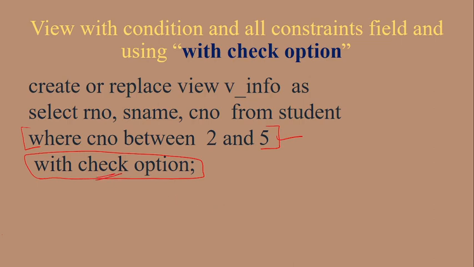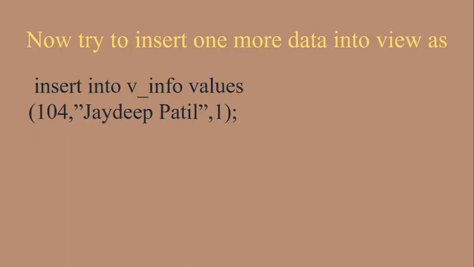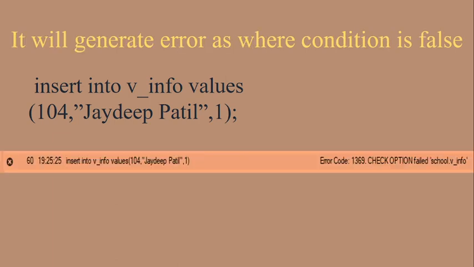Okay, now if you create this view with check option, and now if you try to insert one more record of Jaideep Patil with course number 1, then it will generate an error. Check here, it indicates with check option failed.